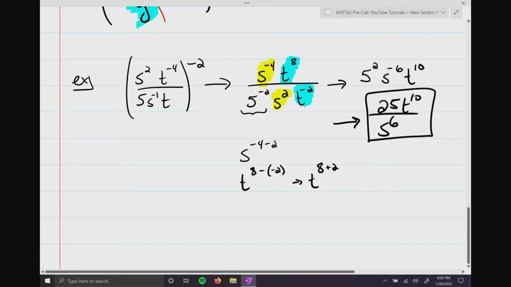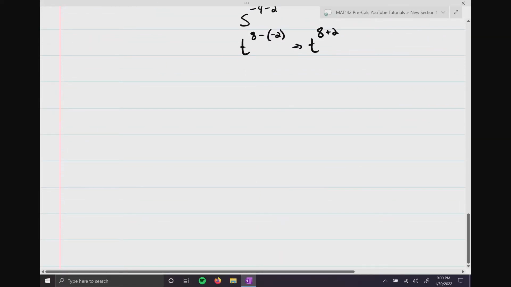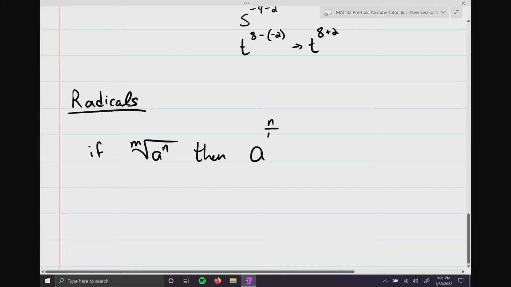All right? Now, the next set of rules that I'm going to be looking at deal with radicals. Now, the one thing we have to remember is that the basic definition of a radical is if you have the square root or the mth root of a to the n, then we can rewrite this as a to the n over m. In other words, it's a fractional exponent. That's what radicals are. They're fractional exponents, okay?